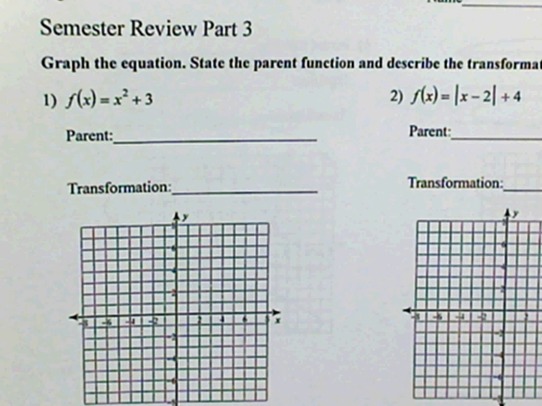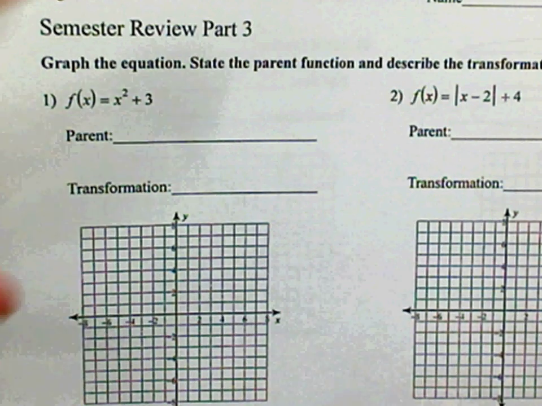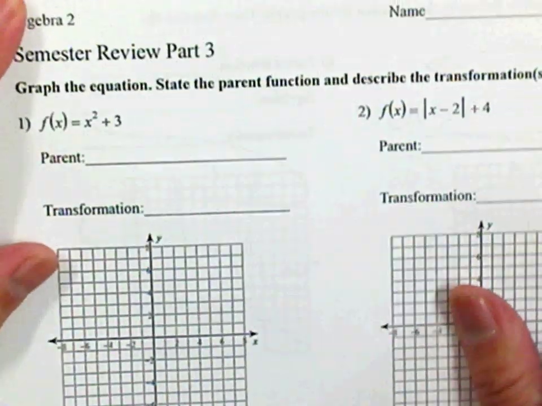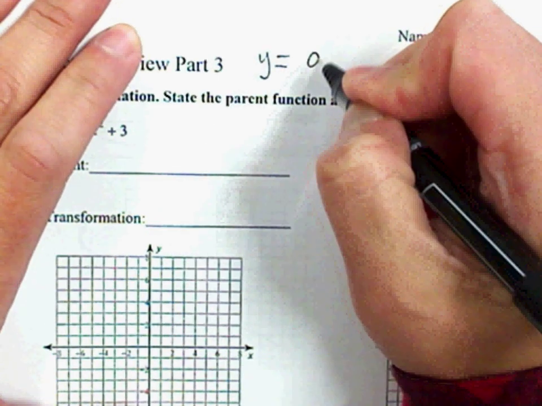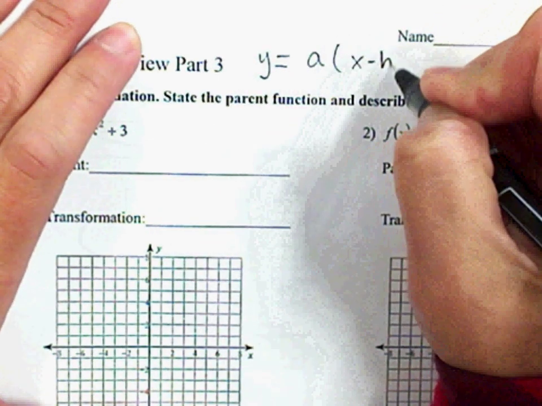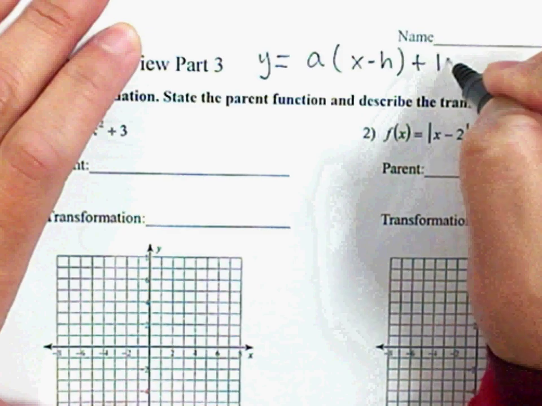All right, guys, here's your semester review for part 3. Before you start, you might want to write this down so you can see how everything gets moved. So we're going to start off with y equals a times (x minus h) plus k.